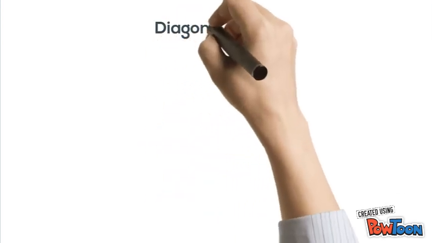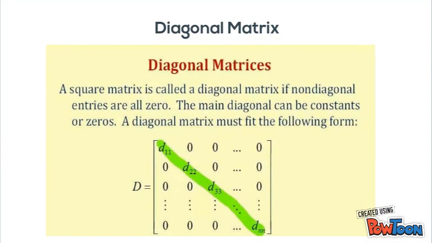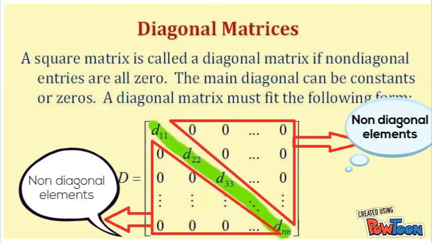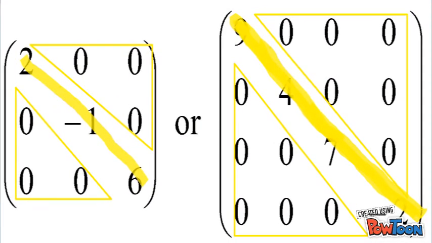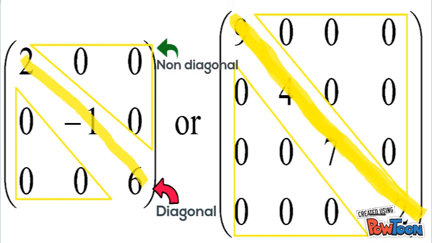We will come to the diagonal matrix. A square matrix is called a diagonal matrix if its non-diagonal entries are 0, and diagonal elements can be constants or 0. As you see in this example, non-diagonal elements, which are marked by red, are 0, and diagonal elements are constant. Let's take one more example. In this example you can see the diagonal of this matrix is non-zero, and non-diagonal elements are 0.